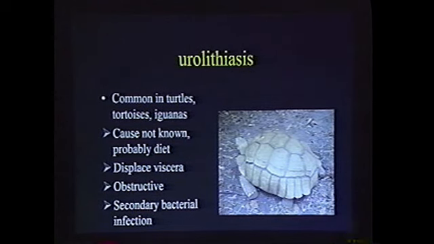Urolithiasis is somewhat common in turtles, tortoises, and iguanas. The cause is not known, and it is probably related to diet. The uroliths can achieve large size and be associated with displacement of the viscera. Subsequently, they can be obstructive in the urinary bladder and can cause compression and obstruction of the lower alimentary tract. Secondary bacterial infections occasionally occur within the lumen of the urinary bladder as a result of urolith formation.